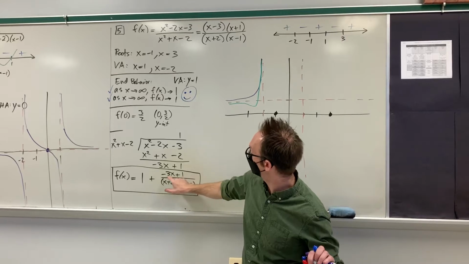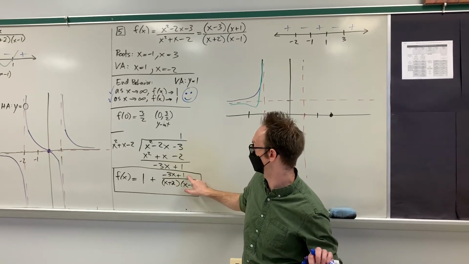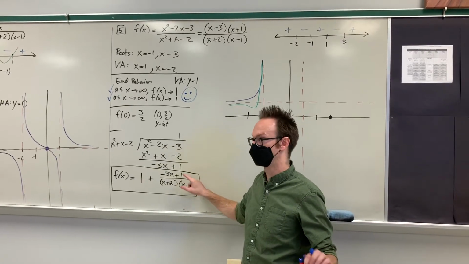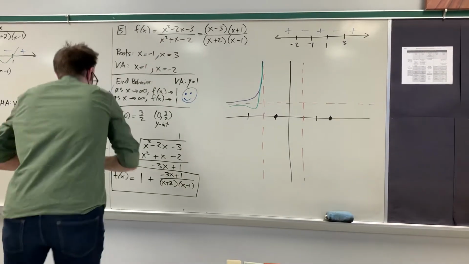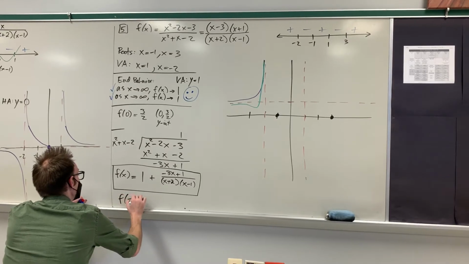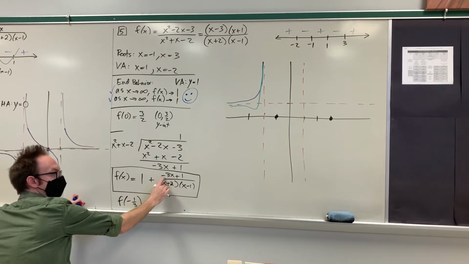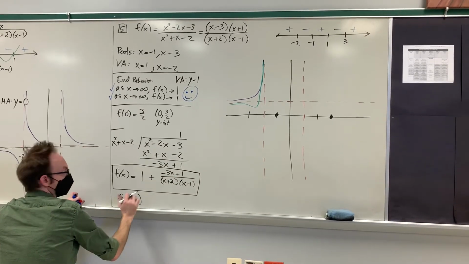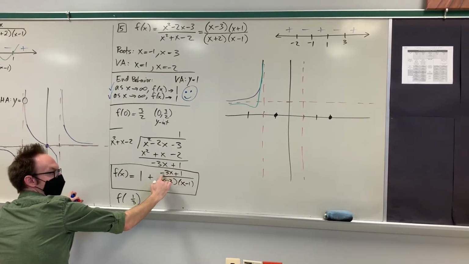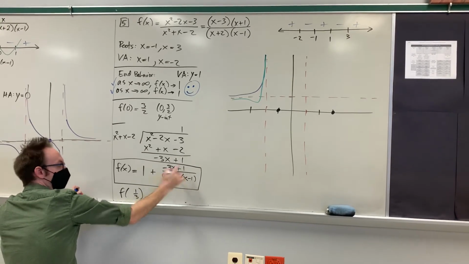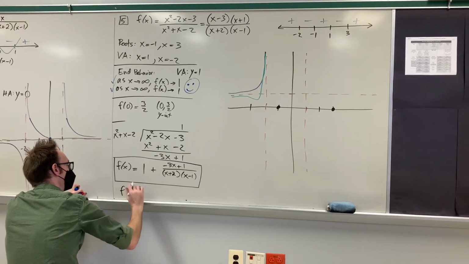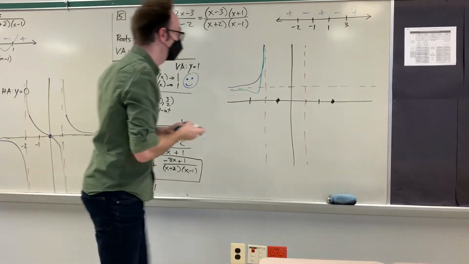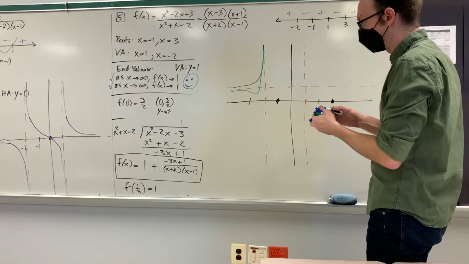And now it's just up to you to figure out when is negative 3x plus 1 equal to 0, and the answer is positive a third. Okay, therefore, if I plug in positive a third, then I get negative 3 times positive a third is negative 1, plus 1 is 0. So once I know that f of a third is 1, then I have another point that I can add to my graph.